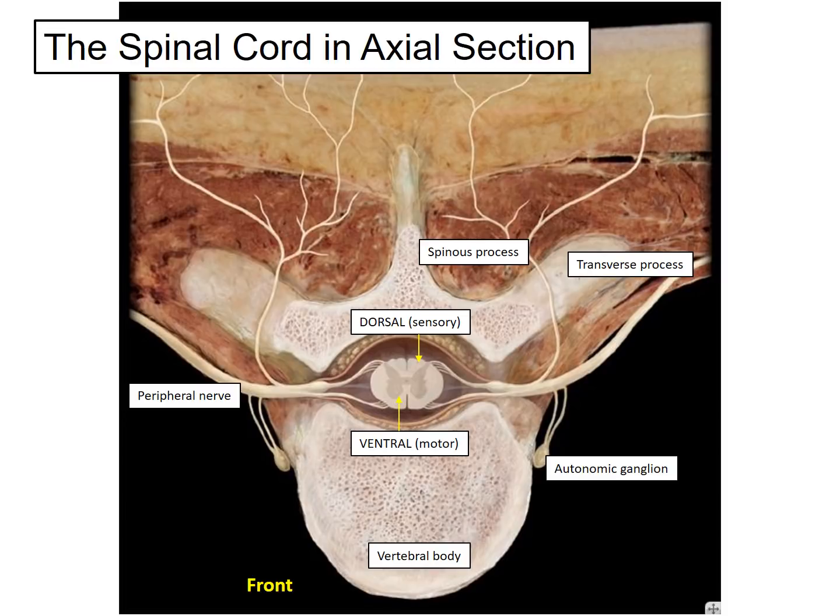The spinal cord has a sensory part and a motor part. A nerve leaves the sensory part. A nerve leaves the motor part. They join together out in the periphery to become a peripheral nerve. So that peripheral nerve contains both sensory and motor components. And in some areas of the spinal cord, that nerve will also contain components of the autonomic nervous system.